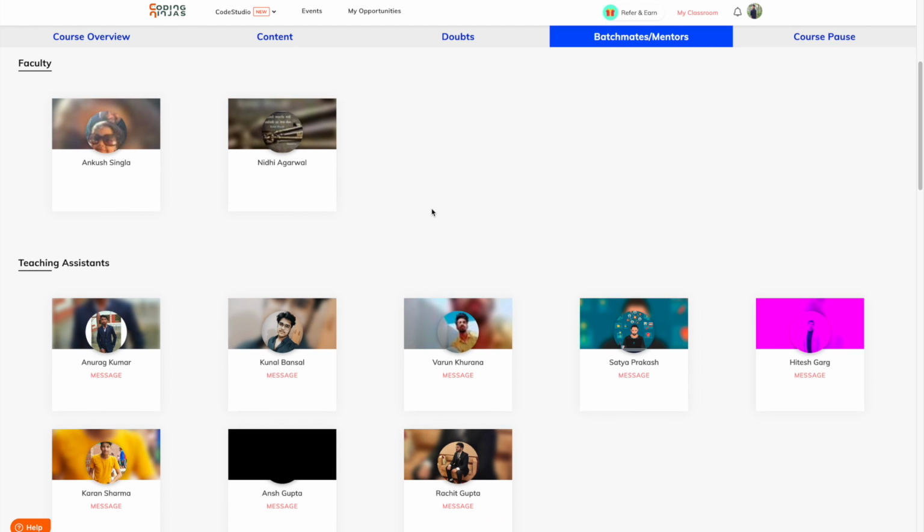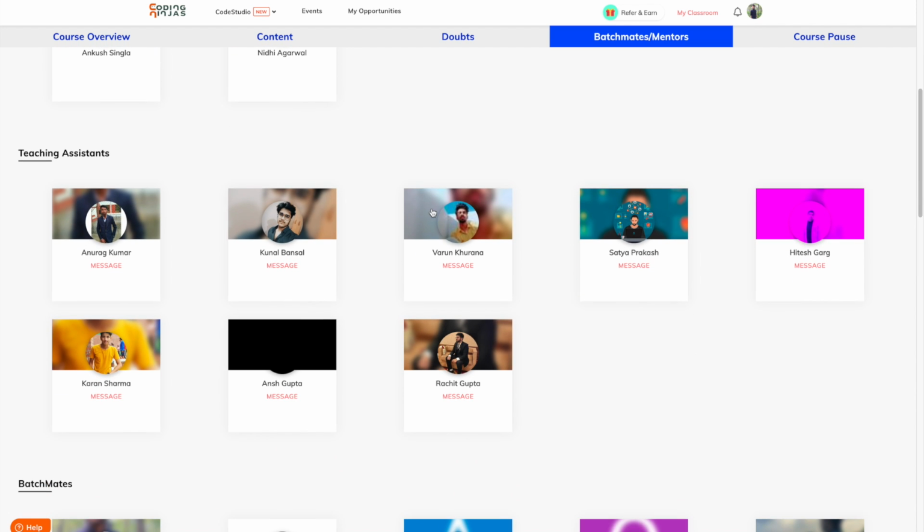Since you're allocated to a batch that is for 6 months, you also get direct access to batchmates. I will not be scrolling down because it will show the names and display profiles, which I don't want. So you can directly message your batchmates as well. You are allocated a batch where you can directly message your teaching assistants and batchmates. This is one of the features that did fascinate me.